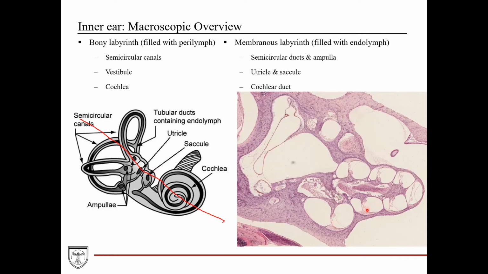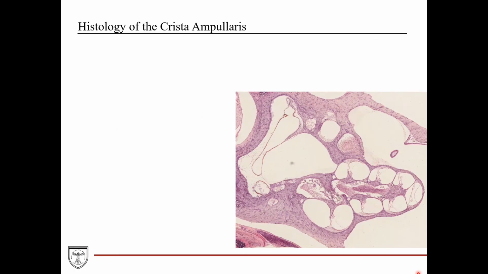So these would be the continuous cochlear duct that has been sectioned in multiple planes due to the rotating or spiraling nature throughout the cochlea. Now let's look at the specialized sensory structures of the inner ear.